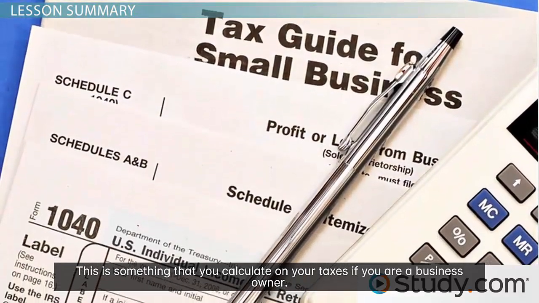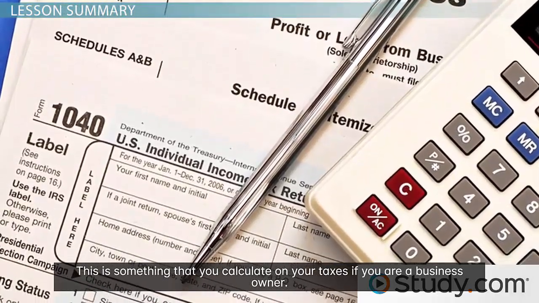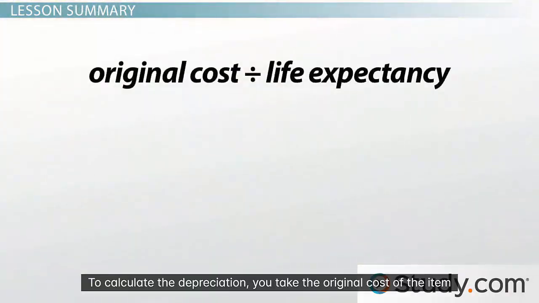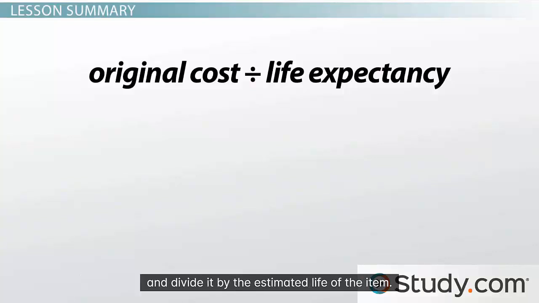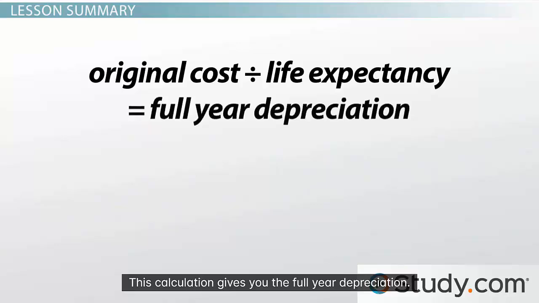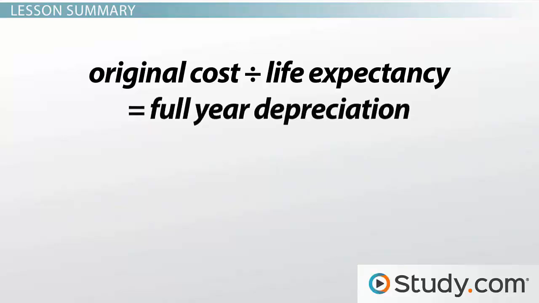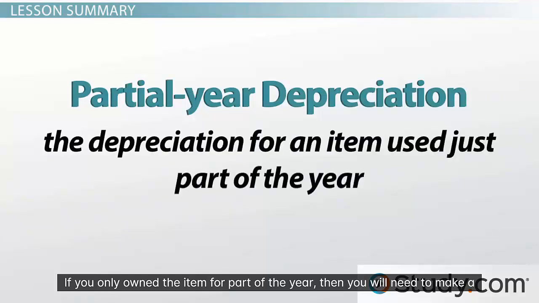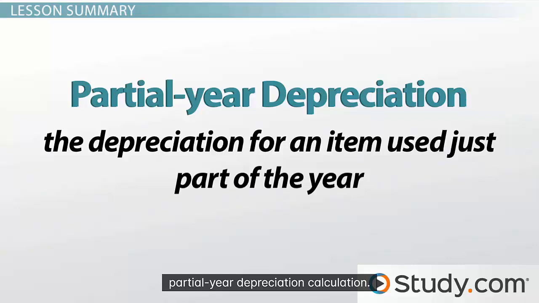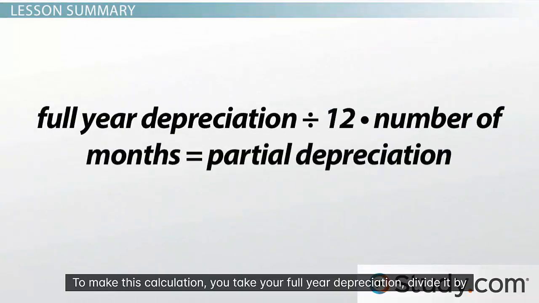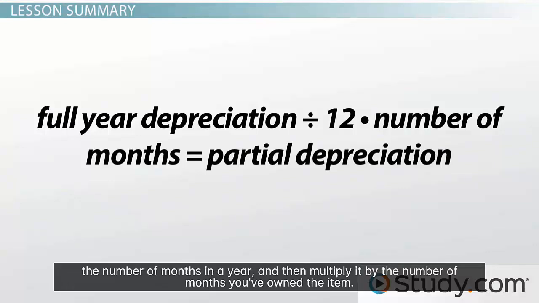This is something that you calculate on your taxes if you are a business owner. To calculate the depreciation, you take the original cost of the item and divide it by the estimated life of the item. This calculation gives you the full year depreciation. If you only own the item for part of the year, then you will need to make a partial year depreciation calculation. To make this calculation, you take your full year depreciation, divide it by the number of months in a year, and then multiply it by the number of months you've owned the item.